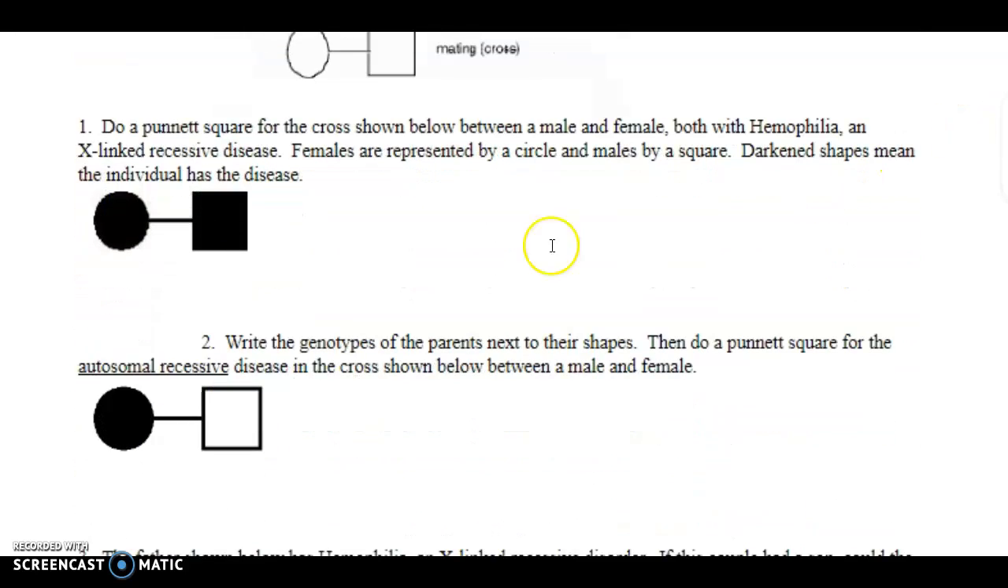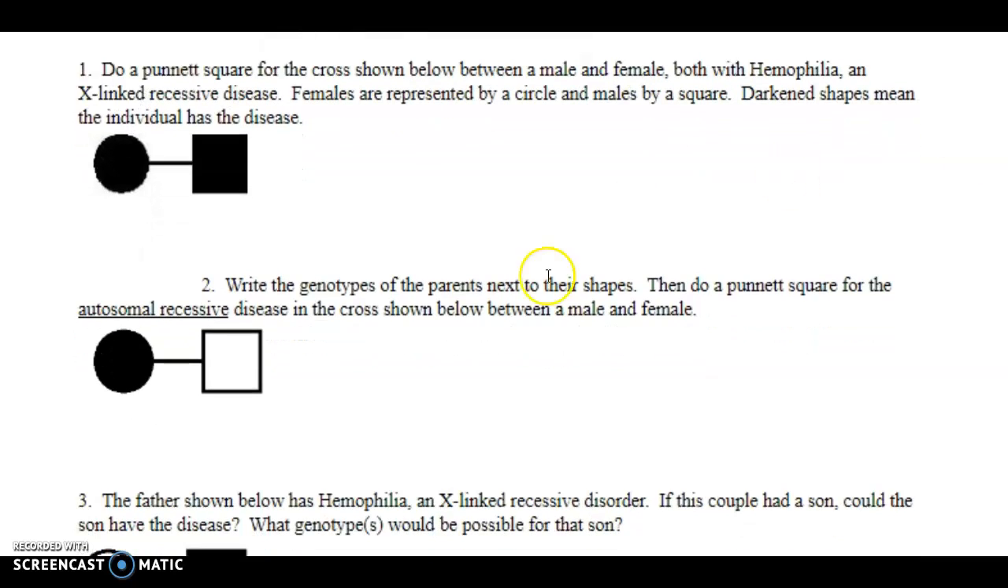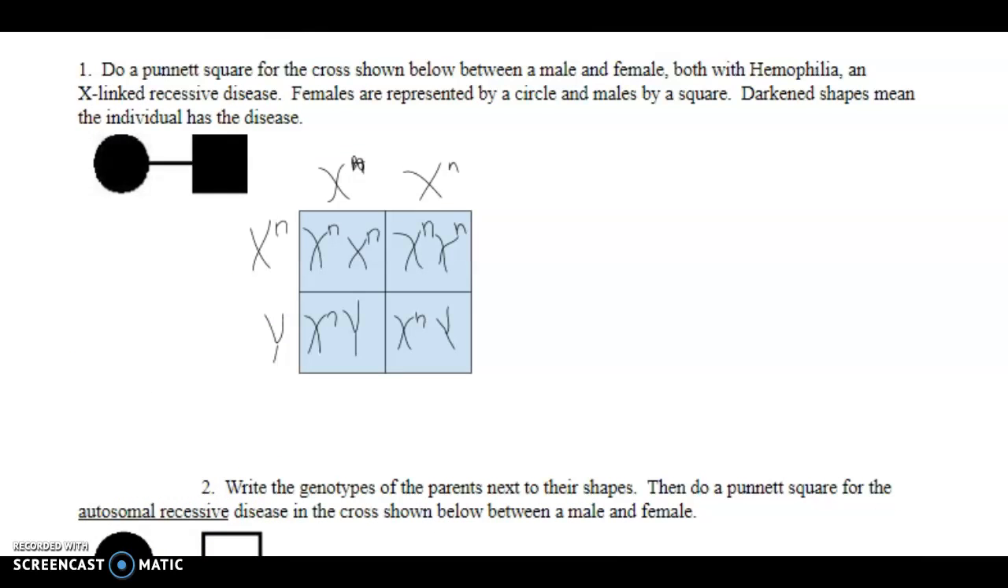Number 1 says do a Punnett Square for a cross shown below between a male and a female, both with hemophilia, an X-linked recessive disease. Okay, this is sex-linked, on the X chromosome. Females are represented by a circle, males by the square. The darkened shape means the individual has the disease, and it is X-linked recessive hemophilia. So we'll do a Punnett Square. This is what that Punnett Square would look like.